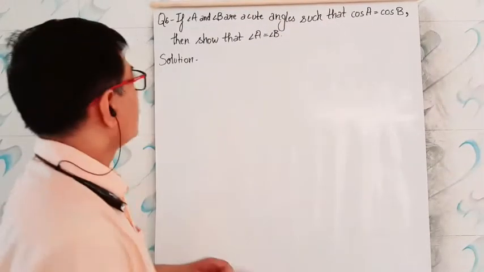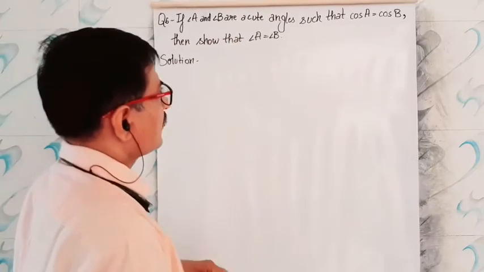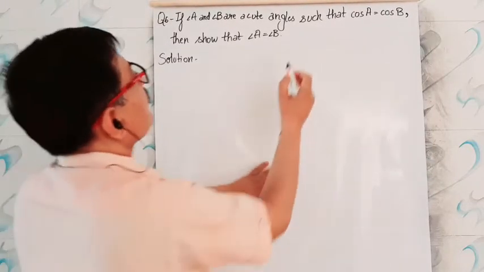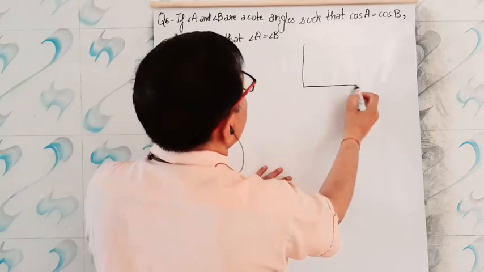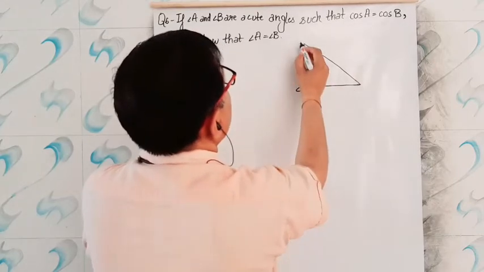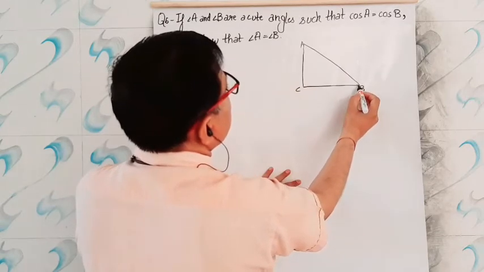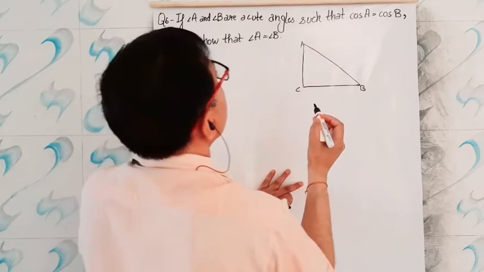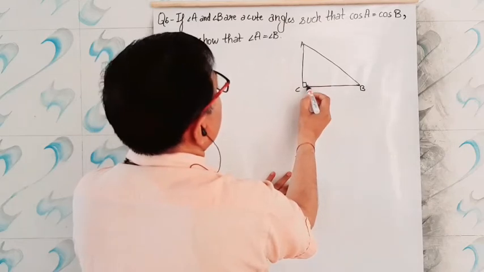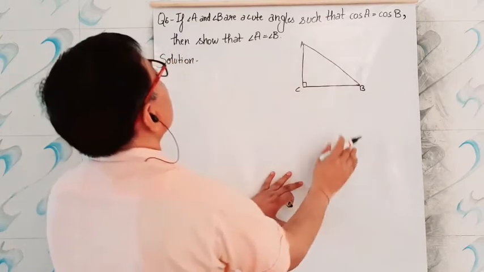Yes students, see question number 6. If angle A and angle B are acute angles such that cos A equals cos B, then show that angle A equals angle B. First with the figure it will be clear. It is saying that angle A and angle B are acute angles. So this is A, this is B. So triangle ABC is there, and angle A and B are acute angles, because you know that angle C is 90 degree. Therefore the other angles will be acute.